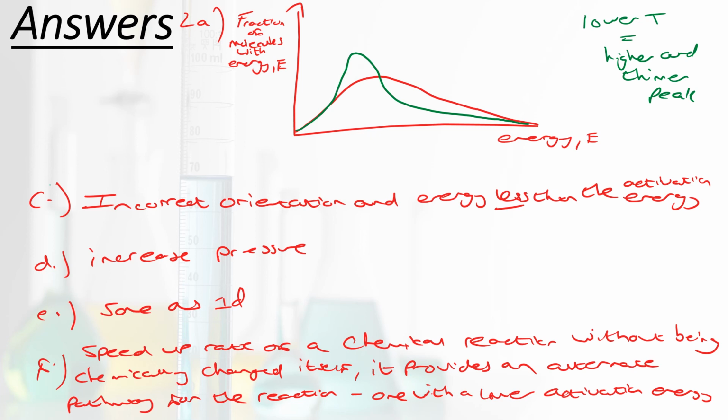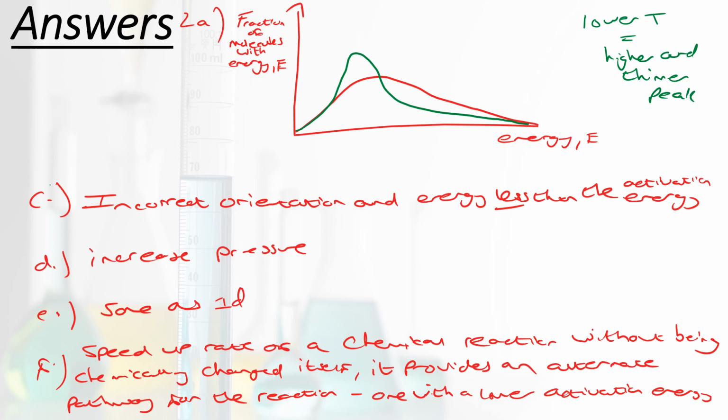D was to state one way in which the collision frequency between particles of a gas can be increased without changing the temperature. But if it's a gas, we can think about pressure, and if we want to increase the collision frequency, we increase the pressure because that's like putting more molecules into a given volume. Part E was to suggest why a small increase in temperature can lead to a large increase in the reaction rate. This is exactly the same answer as we had for 1D on the previous slide.